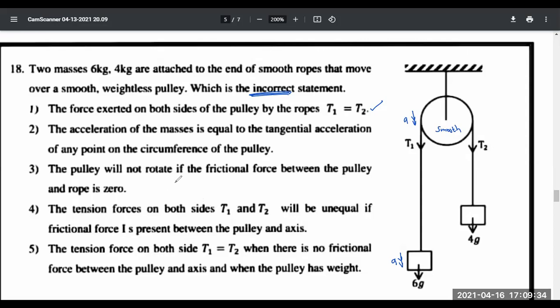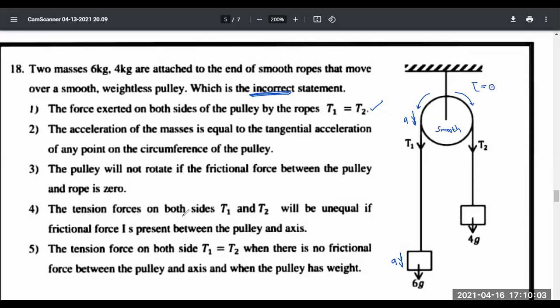The pulley will not rotate if the frictional force between the pulley and rope is zero. Because for the pulley to rotate, guys, the tensions must be different. If T1 and T2 are equal, there is a clockwise movement and an anti-clockwise movement. Both are equal, so there is no resultant torque for the pulley to rotate. So it will not rotate if there is no friction.